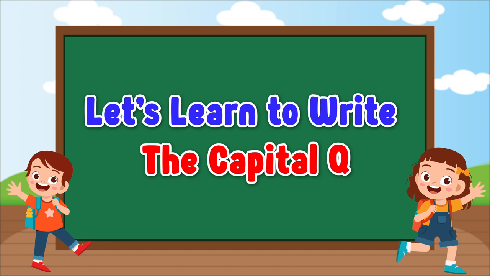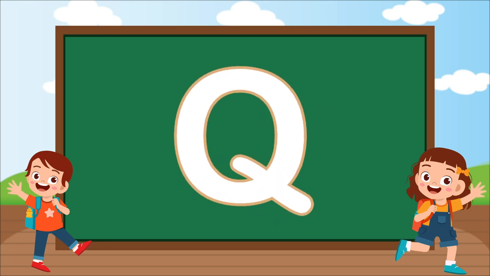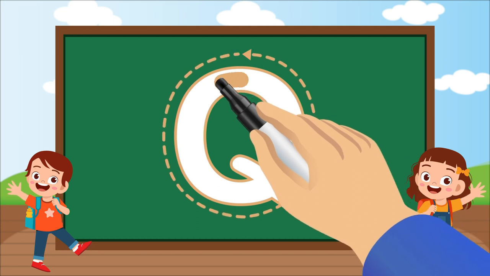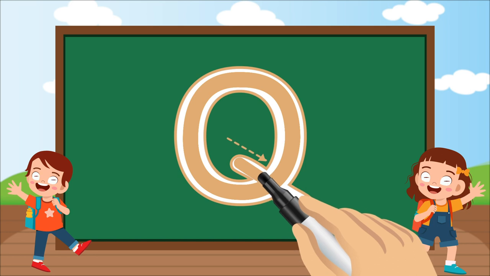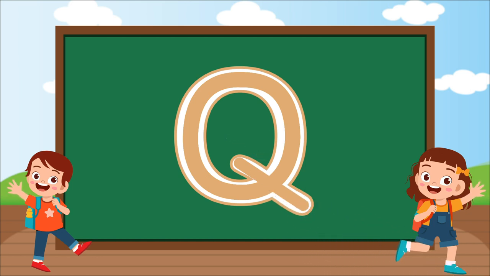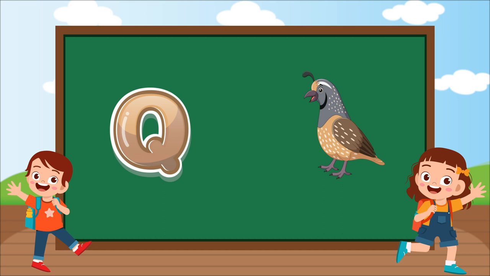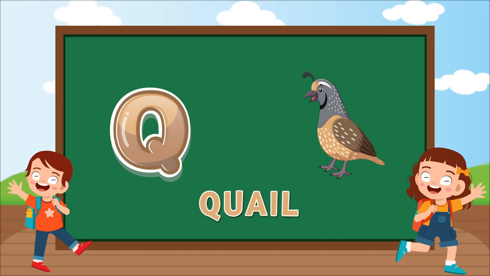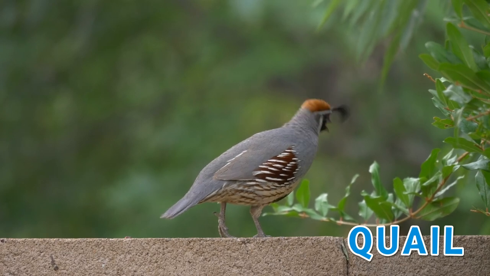Let's learn to write the capital Q. First, we will start drawing to the top and draw a circle to the right. At the end, draw a slanting line towards the right. Q is for quail. Quail.